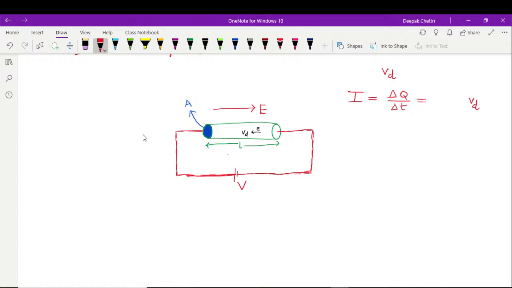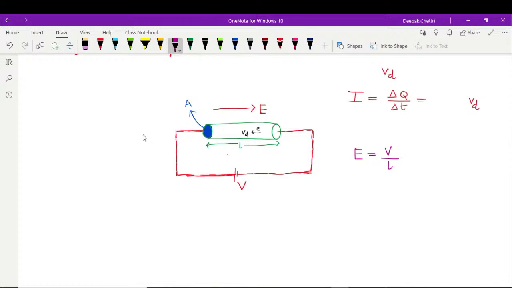I have a conductor whose length is small l, and I have connected this conductor to a battery which supplies a potential difference of V, and because of this potential difference, an electric field will be generated inside this conductor, and that is given with capital E. The relationship between E and V is something like this: E is equal to V by L, right? So remember this formula. This is the relationship between these two.